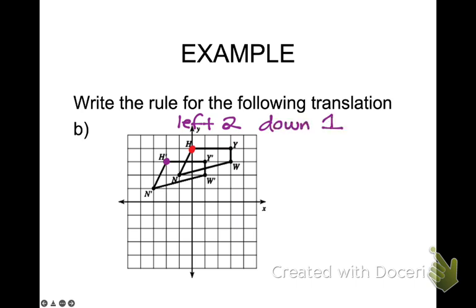All right, so now let's put this into our rule. So it's going to be x comma y, translating to x. So we said to the left 2, which means we're subtracting 2, comma y, we're going down 1, so we're subtracting 1. Questions? All right.